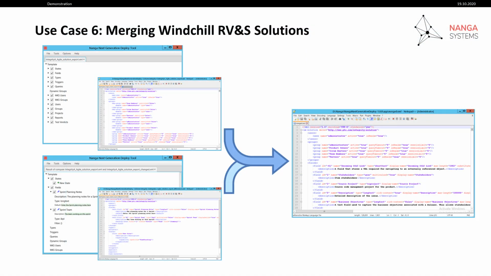In our final use case, we're going to look at merging solutions using the Next Generation Deploy tool. We'll start with a simple example to illustrate the functionality, using the environment that we've been working with, and then consider a scenario where this is applied to support the parallel development and integration of solution changes.